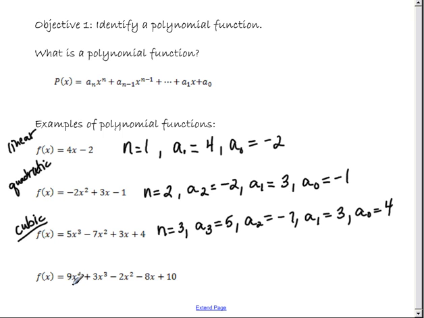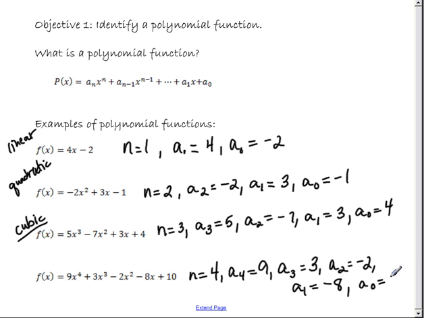We also have f of x equals 9x to the 4th plus 3x cubed minus 2x squared minus 8x plus 10. Here the highest power, or n, is 4. So a sub 4 is 9. A sub 3 is 3. A sub 2 is negative 2. A sub 1 is what? Negative 8, that's correct. And a sub 0 is 10. When the degree, or the highest power, of the polynomial function is 4, this is called a quartic equation.